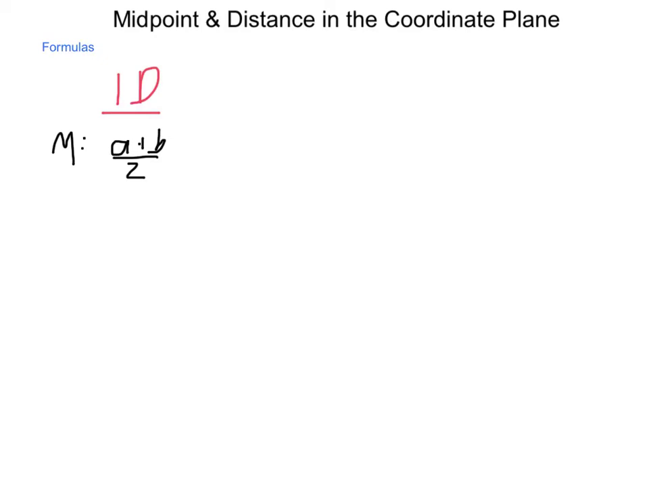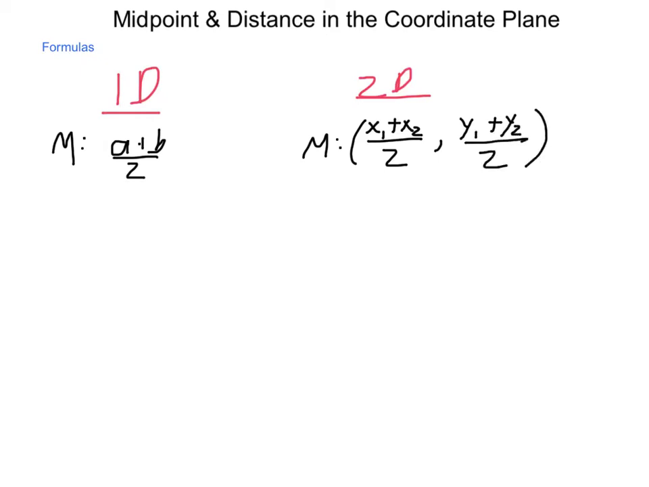That same idea in a two-dimensional system, where we have both x and y to deal with, our midpoint becomes the average of the x's, so we're going to say x1 plus x2 divided by 2, and then the average of our y's, so y1 plus y2 divided by 2. And when we have the subscripts of 1 and 2, it simply means the first one, or whatever we designate as point 1, and then the second one.